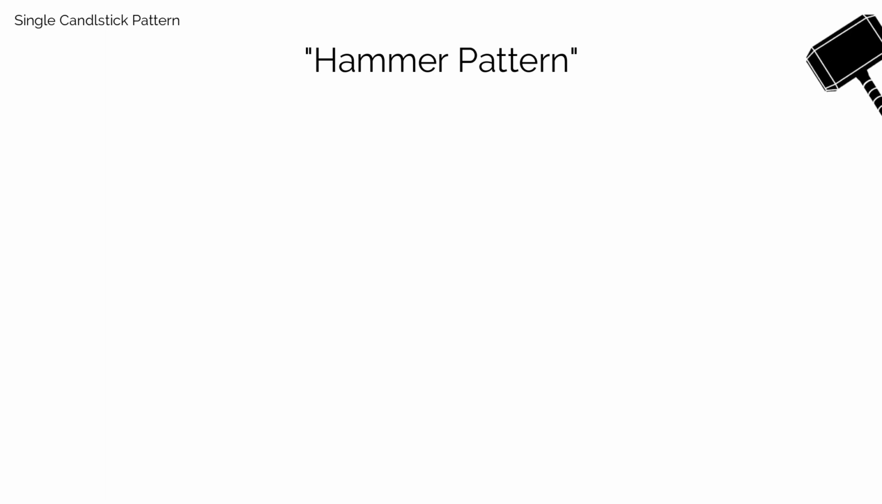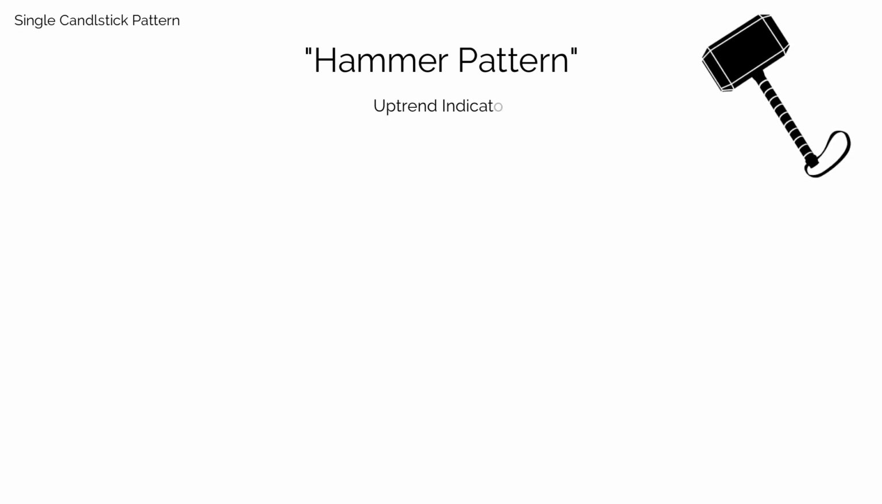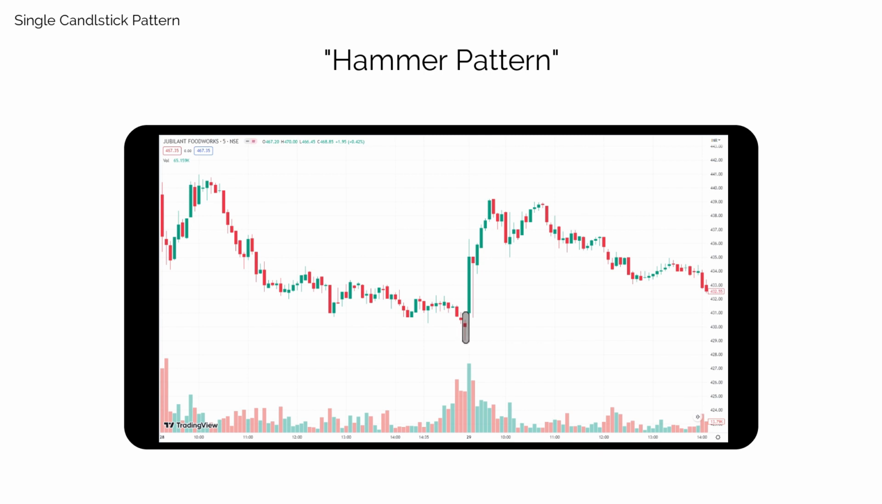Hammer pattern is an uptrend indicator. Hammer pattern has a small body with a shorter upper shadow and a longer lower shadow. The body color can be red or green. Hammer forms at the bottom of the downtrend and leads to the formation of an uptrend.